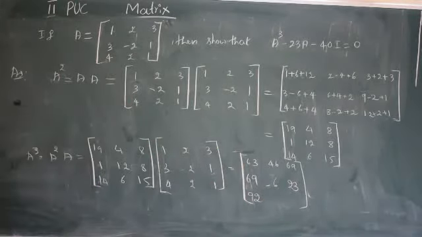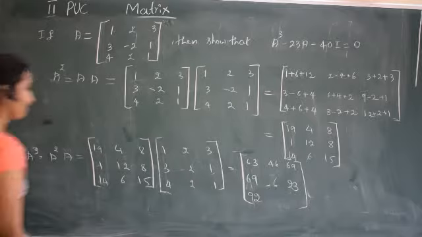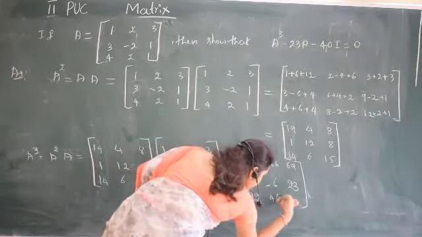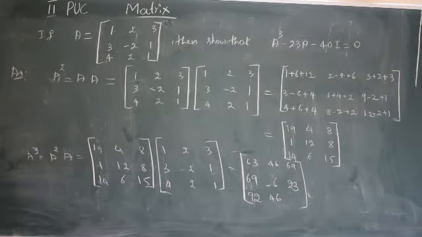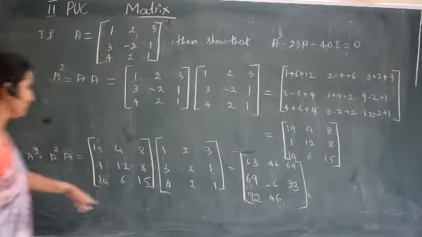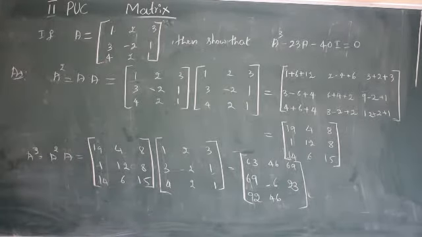Next will be 14 into 2 is 28. 6 into minus 2 is minus 12. 15 into 2 is 30. So it is 46. Next element is 14 into 3 is 42. Then 42 plus 6 into 1 is 6. 42 plus 6 is 48. 48 plus 15 is 63.